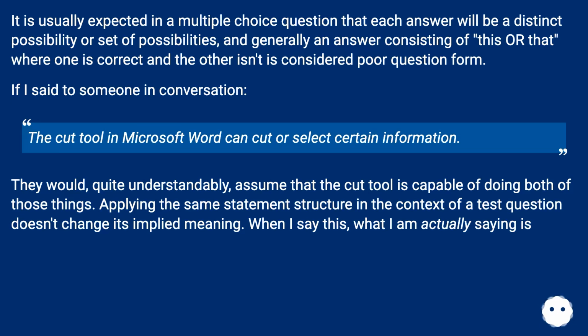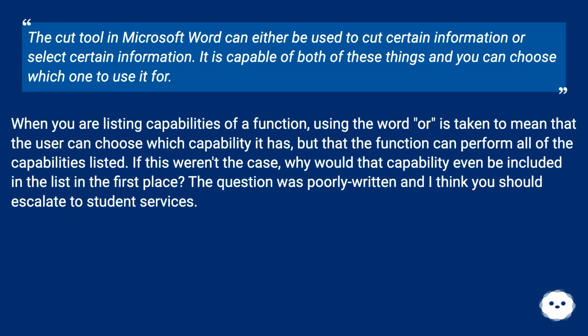When I say this, what I am actually saying is, the cut tool in Microsoft Word can either be used to cut certain information or select certain information. It is capable of both of these things and you can choose which one to use it for. When you are listing capabilities of a function, using the word "or" is taken to mean that the user can choose which capability it has, but that the function can perform all of the capabilities listed. If this weren't the case, why would that capability even be included in the list in the first place? The question was poorly written and I think you should escalate to student services.